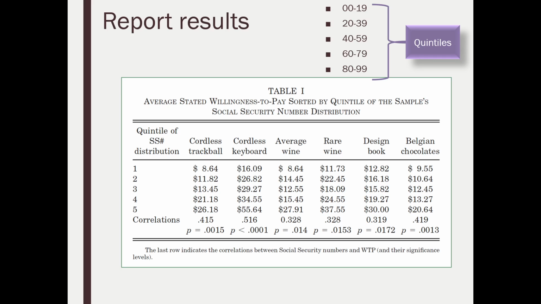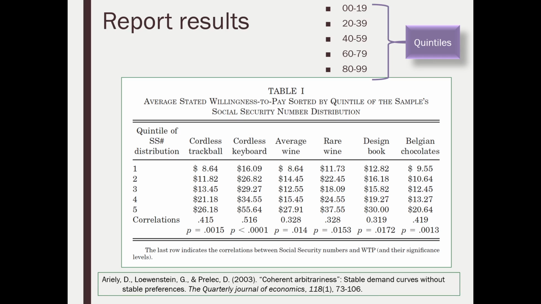So here's a table from the original study by Ariely and colleagues, and they called it Coherent Arbitrariness. They actually did slightly different items. They did 2 different wines. I just left that out. I think I substituted something in. No, I took out the average wine. And so here you see the quintiles. 1, 2, 3, 4, 5 corresponds to the 5 quintiles I have listed above.